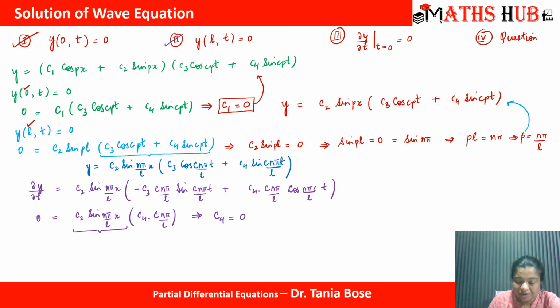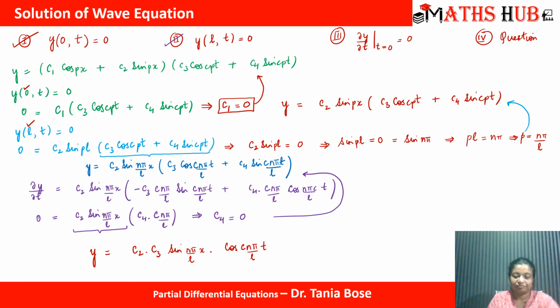So if C4 is equal to 0, the last modified y was this. That means every time we are applying one condition, we are getting something and we need to reduce the displacement, right? So what is our displacement now? C4 is 0, so this term gets neglected and we will get C2 into C3 sine n pi by L x multiplied by cos C n pi by L t, right? So this is the value of your displacement till the third step.